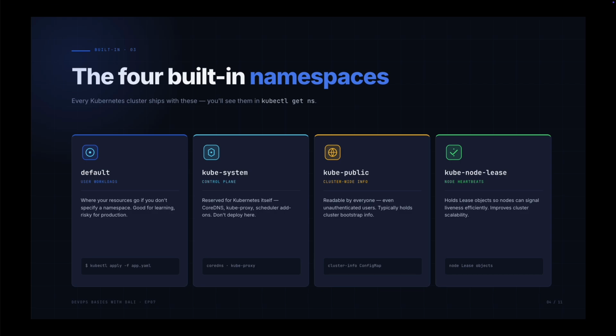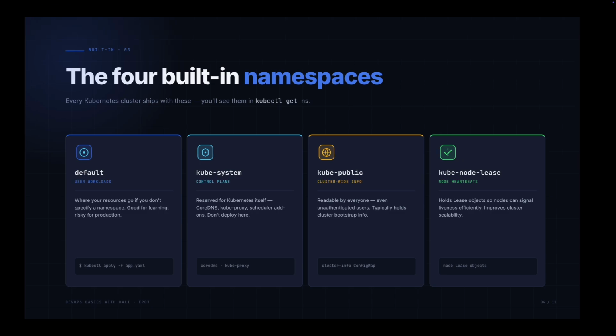The first one is default. If you don't specify a namespace, Kubernetes will create resources here. Then we have kube-system, which contains internal Kubernetes components such as DNS and control services. Kube-public stores information that can be publicly accessible inside the cluster. And finally, kube-node-lease, which Kubernetes uses internally to track node health and availability. In real projects, we usually leave these namespaces alone and create our own namespaces for applications and environments.